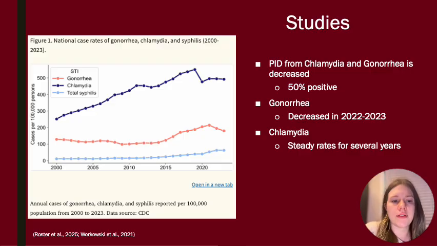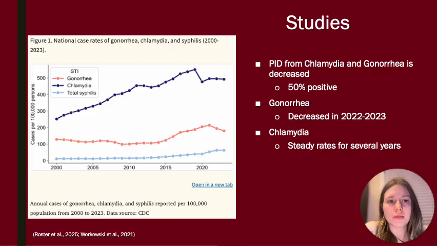So here is a study that I had found from Roster and also from Workowski et al. And according to recent research, the amount of PID cases that attribute to chlamydia and gonorrhea is decreasing, and approximately 50% of women who have been diagnosed with acute PID do test positive for either of these two organisms, chlamydia or gonorrhea. So following more than 10 years of rise, gonorrhea rates in the United States have decreased in 2022 and 2023, and cases per 100,000 population decreased from 214 in 2021 down to 179.5 in 2023, as shown in the graph on the bottom left.